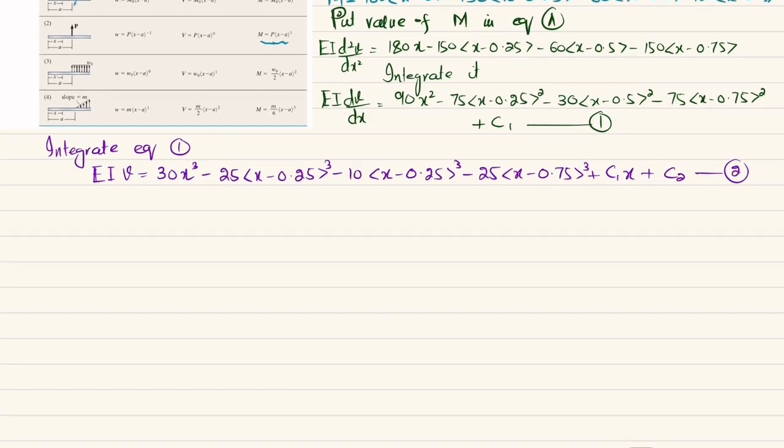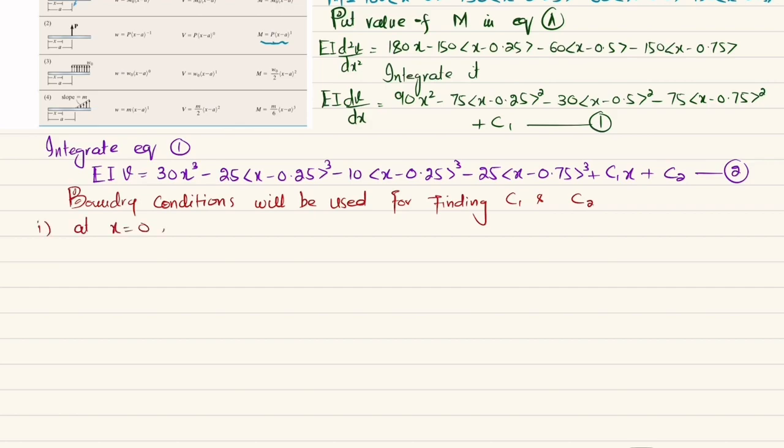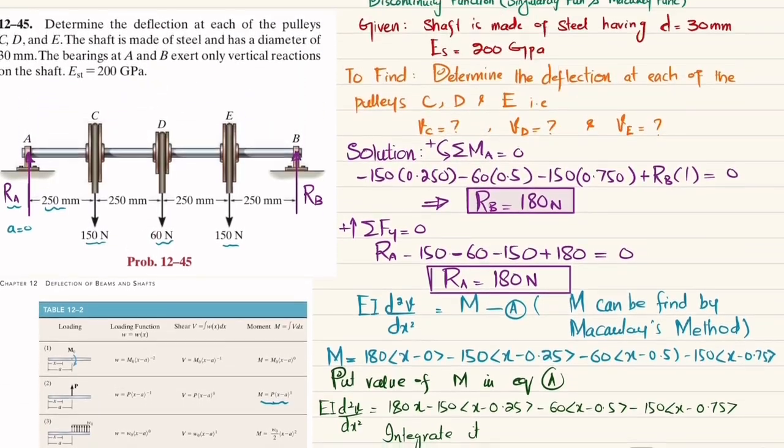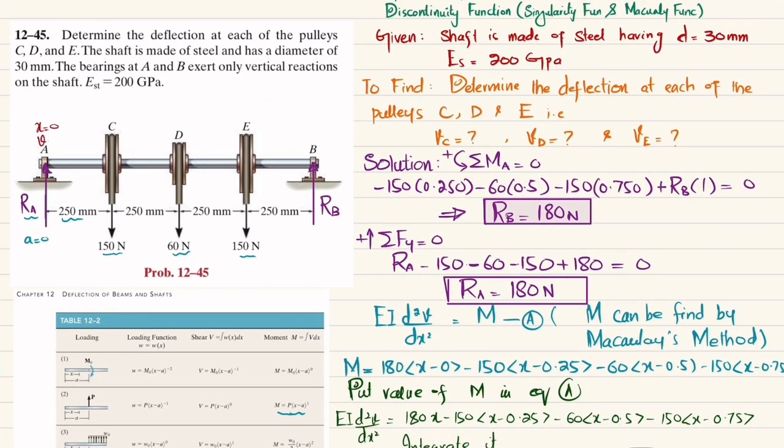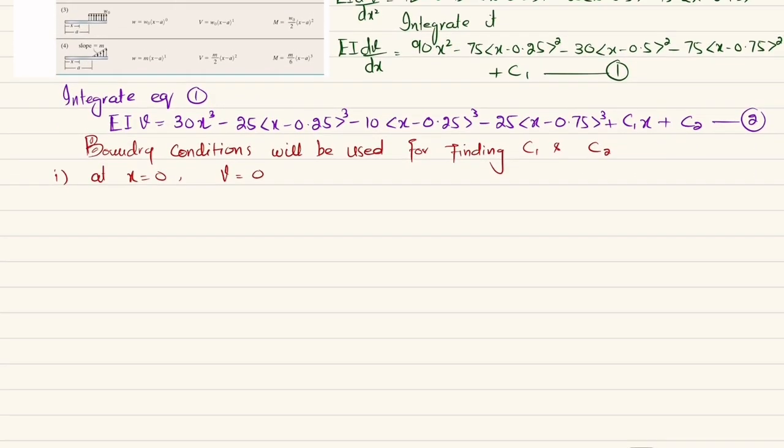Now C1 and C2 are unknown constants of integration, so we will use boundary conditions, which will be used for finding C1 and C2. The first boundary condition is that at x equal to 0, the deflection is equal to 0. Let me show you over here. You can see at point A, x is equal to 0. So the deflection is equal to 0 because there is a hinge bearing or support. So put this in equation 2.